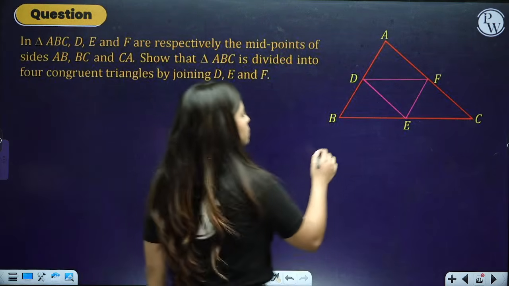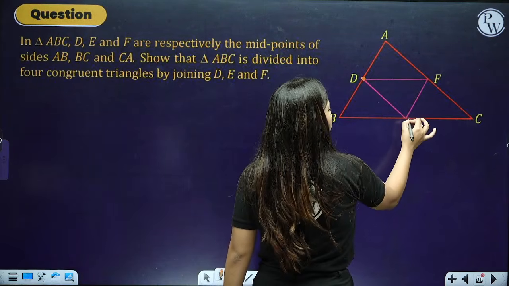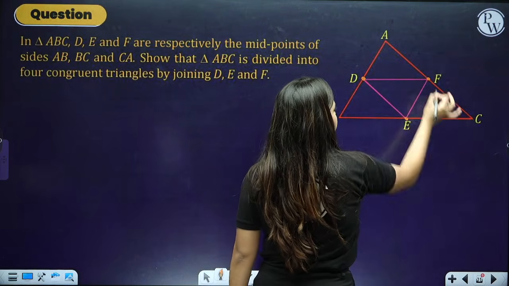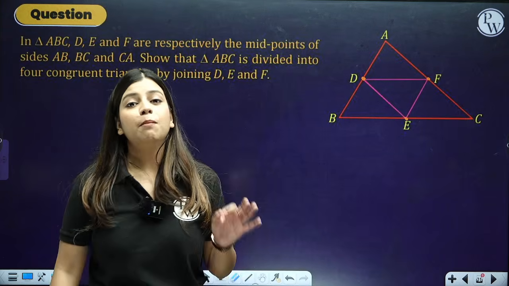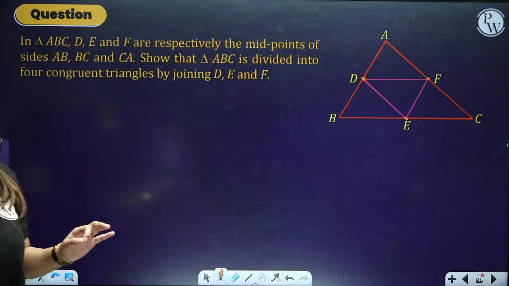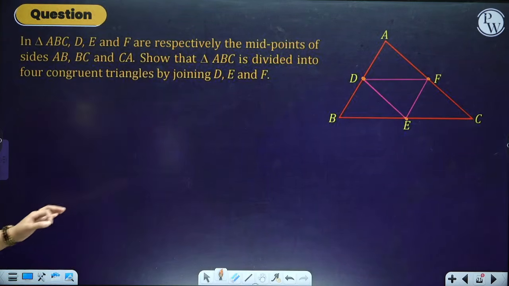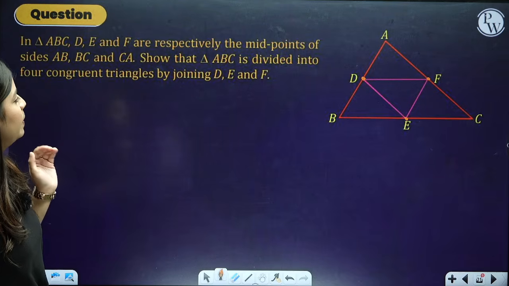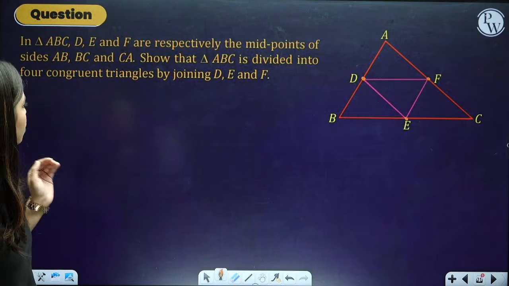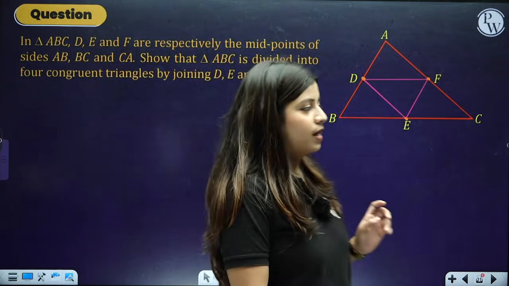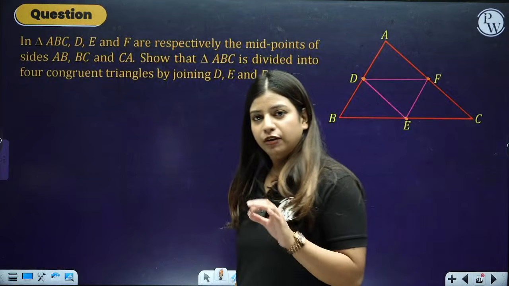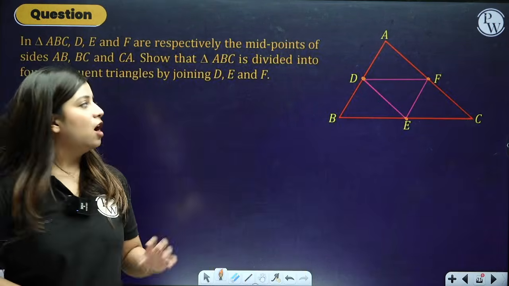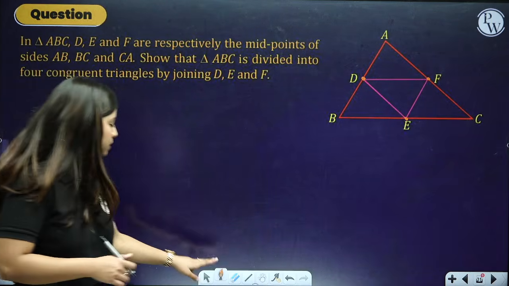So what is given to us? That D, E and F are respectively the midpoints of the triangle, right? Now we have to show, so midpoints of AB, BC and CA, we have to show that ABC is divided into four congruent triangles, that if we join all the 3 points DEF, now we can see there are 4 triangles in this picture.